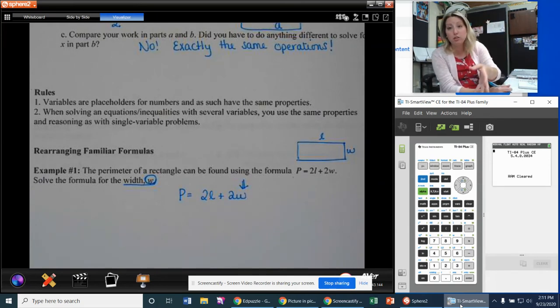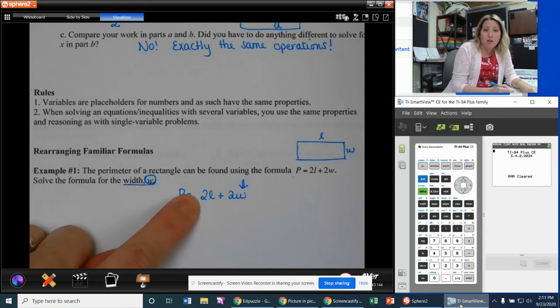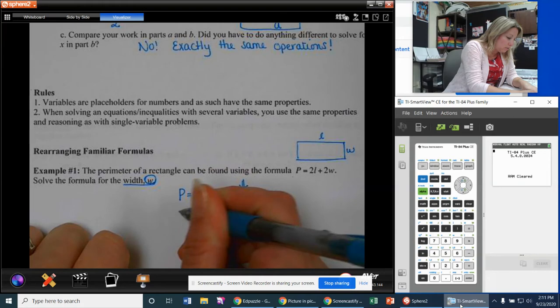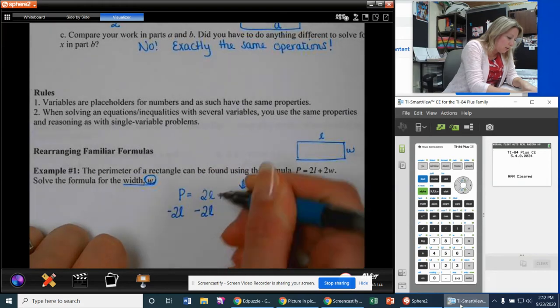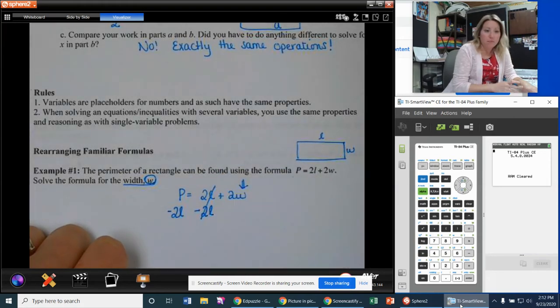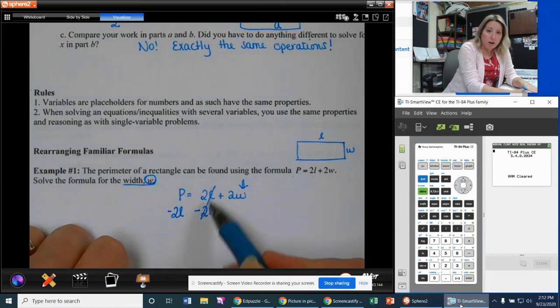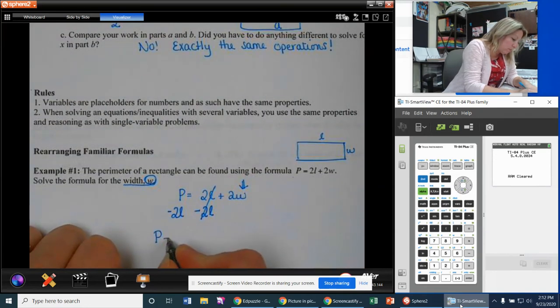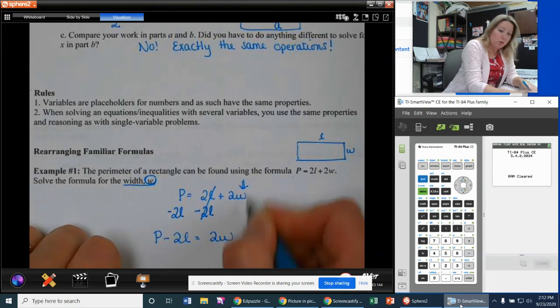They're attached through addition. What's the opposite of a positive 2L? Let's move it as a negative 2L. So let's subtract 2L from both sides of the equal sign. Opposites cancel out to a 0 over here. Literally rewrite P minus 2L equals 2W, the only thing left over here.